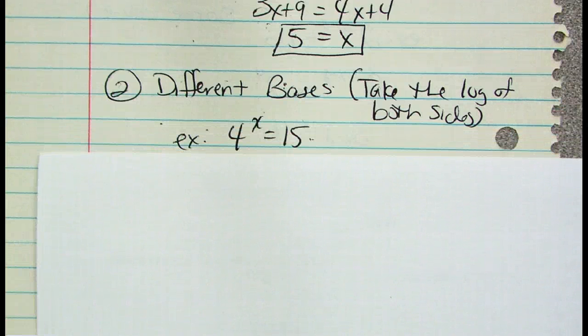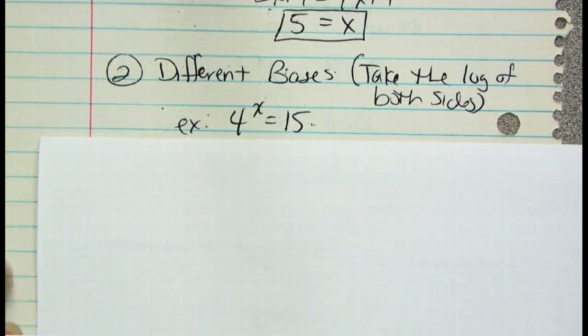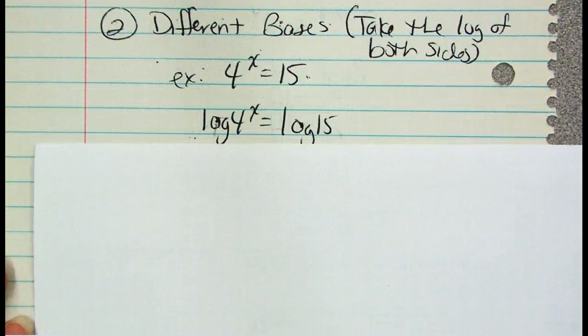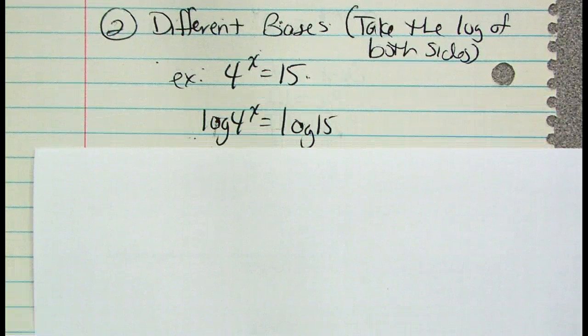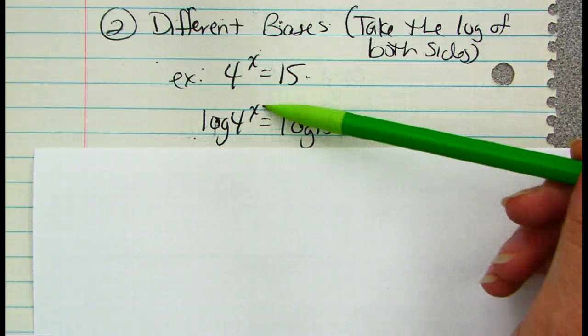First one is 4 to the x power equals 15. Sure, the 4 could be written as a 2, but there's no other way to write a 15. So I have to use this technique called different bases, and what I'm going to do is take the log of both sides. So the log of 4 to the x equals the log of 15. Again, what is my goal? I'm trying to solve for x. But unfortunately, my x is trapped in an exponent position. Yet I'm supposed to solve for it.